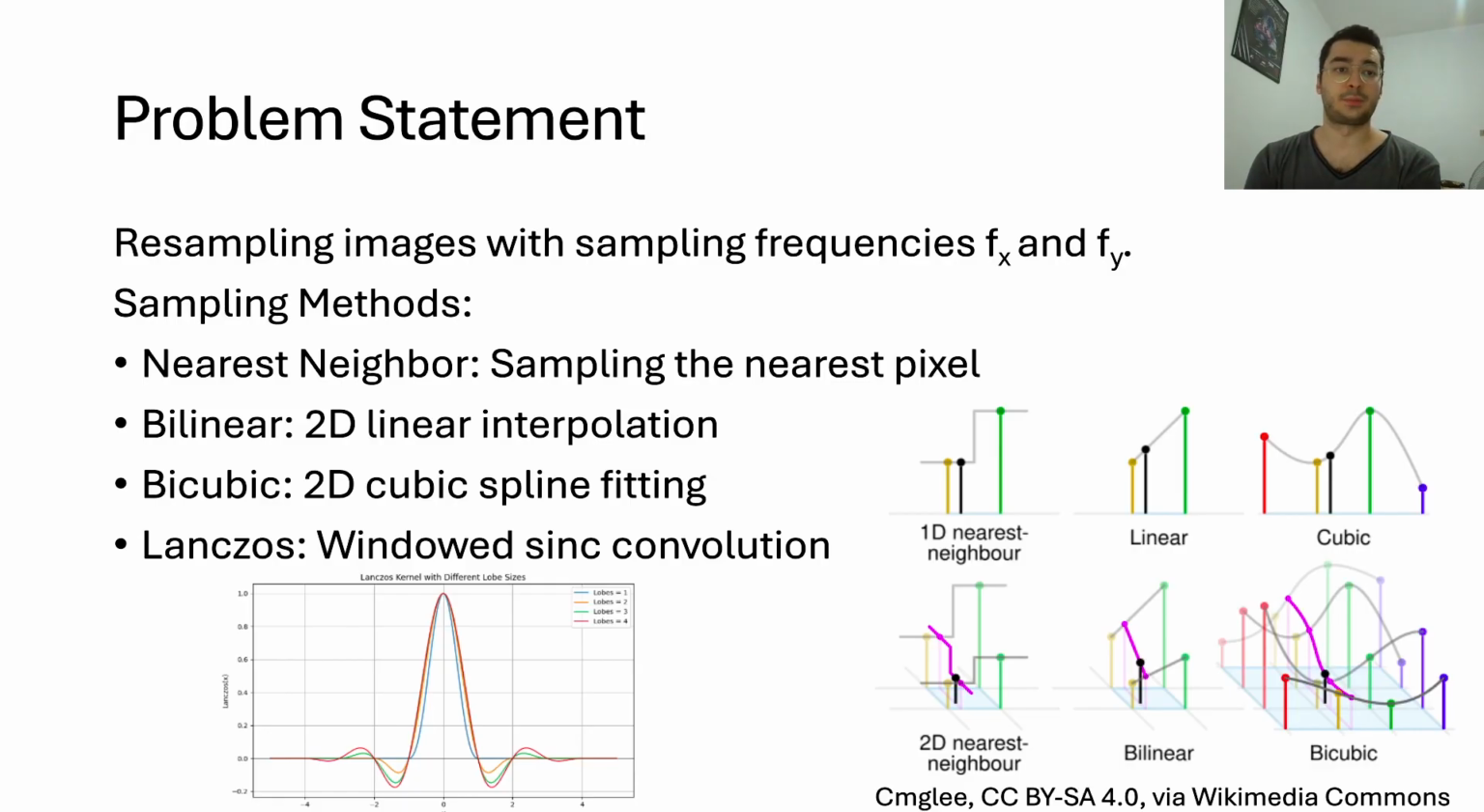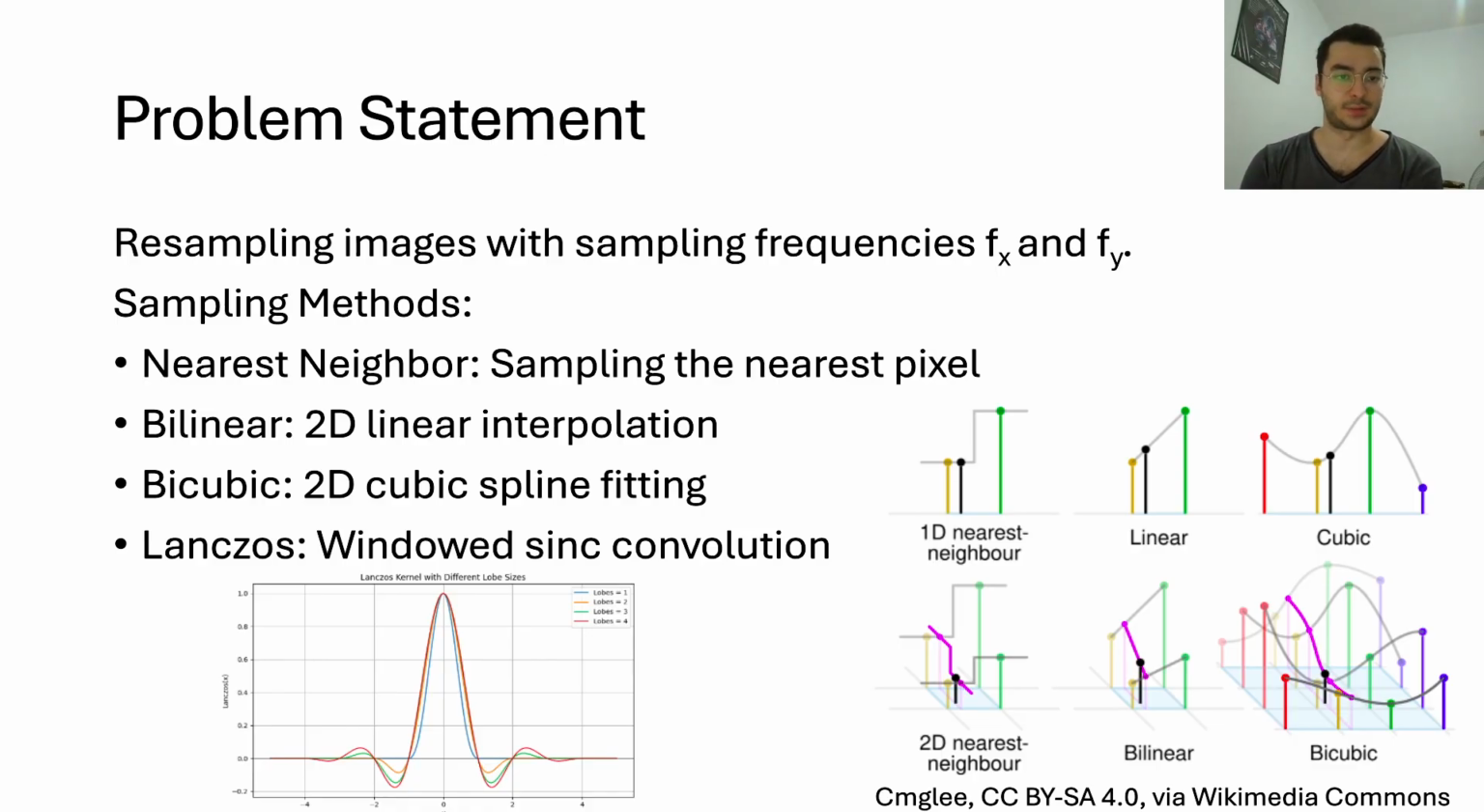So the official problem statement is we need to resample images with sampling frequencies fx and fy. These don't have to be the same. These can be different, and these can be either lower than 1 or higher than 1. In my application, we are upscaling images, so it should be higher than 1, and these are normalized, meaning that if you select sampling frequencies equal to 1, you will get the same output image size, not necessarily the same image, because these methods can be non-preserving. So we will implement 4 sampling methods that are good for upscaling.